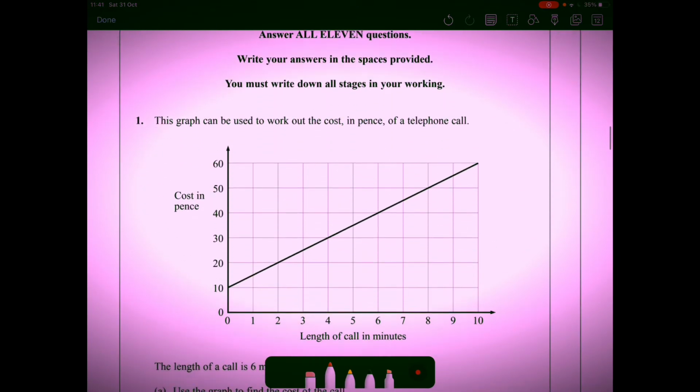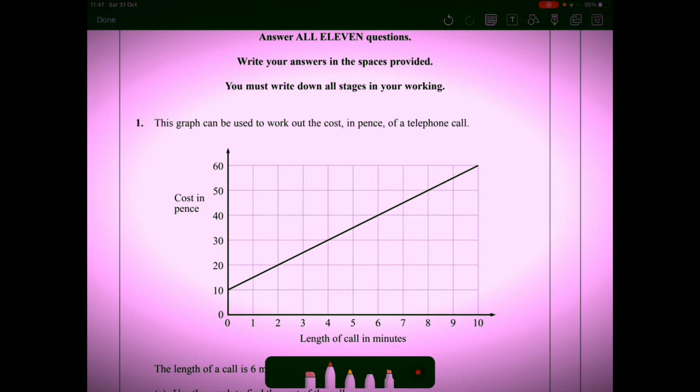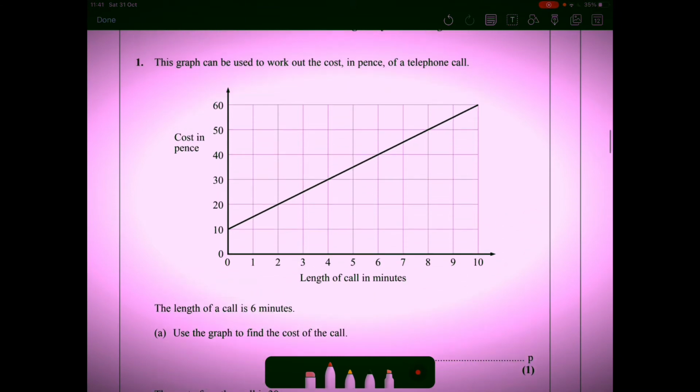Okay, question 1, the graph-based question. This graph can be used to work out the cost in pence of a telephone call. The length of a call is 6 minutes. Use the graph to find out the cost of the call. So there is 6 minutes on the graph, and we would read this vertically upwards to the point at which it crosses, and then we can see along here that the answer is going to be 40 pence.